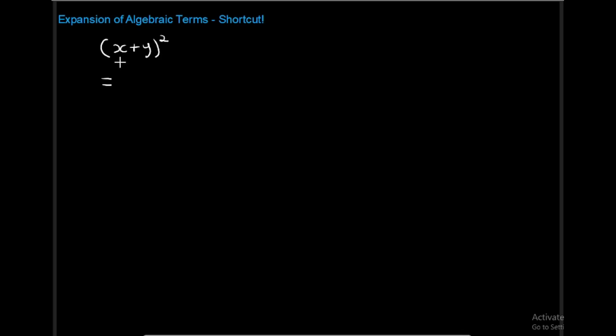All you need to do here is understand that there are two terms in this bracket. We have the first term and then we have the second term. All right, so to apply this shortcut, we'll take the first term, we square it.